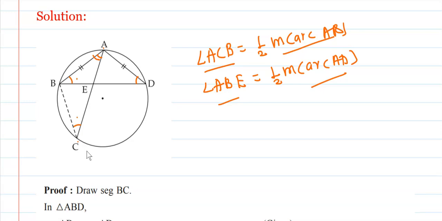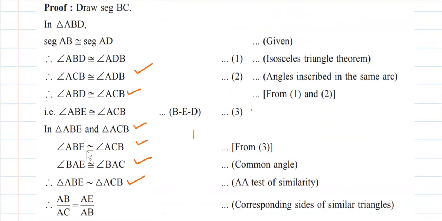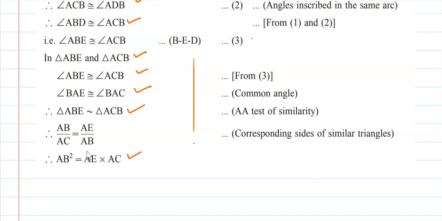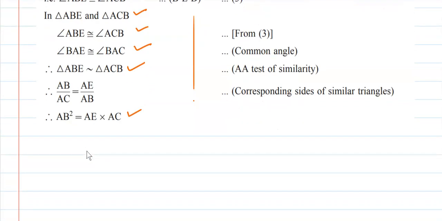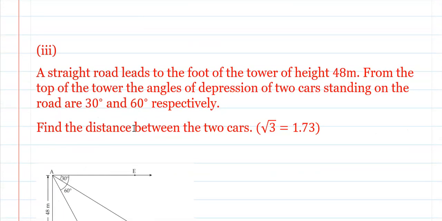Okay, and hence by showing that these two triangles are similar by AA test, you will get the correct answer. ते दोन्ही triangle similar दाखवू शकताय तुम्ही, and therefore their sides are in proportion, and hence you will get AB square is equal to AE into AC. Now the next question.